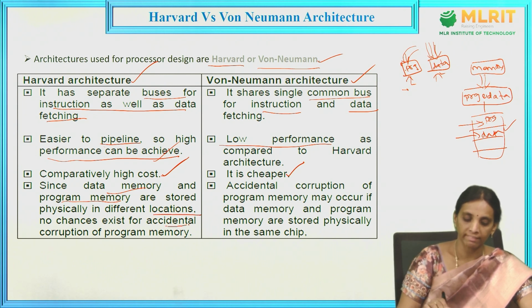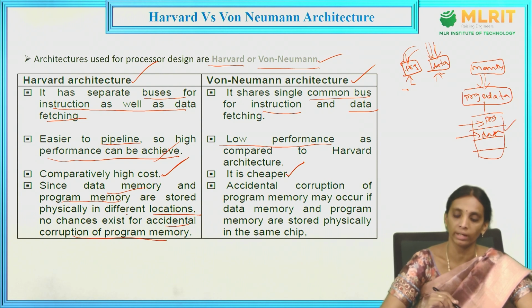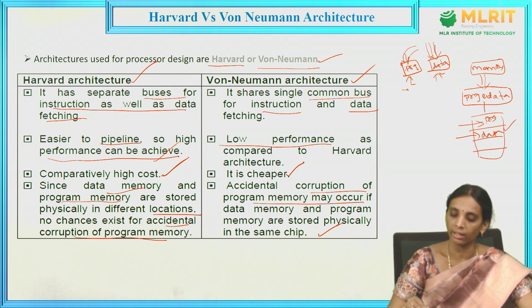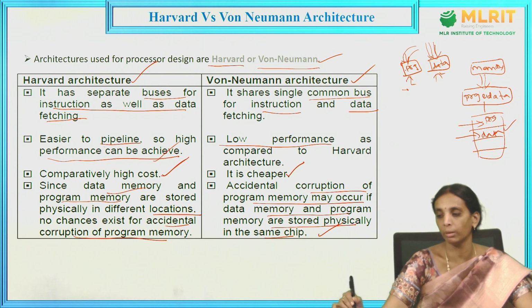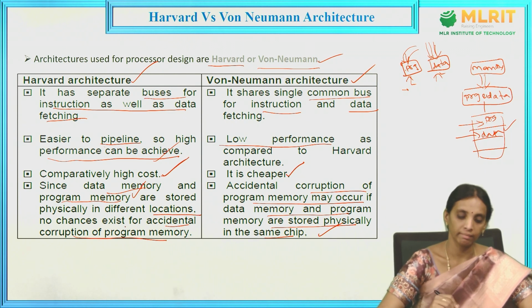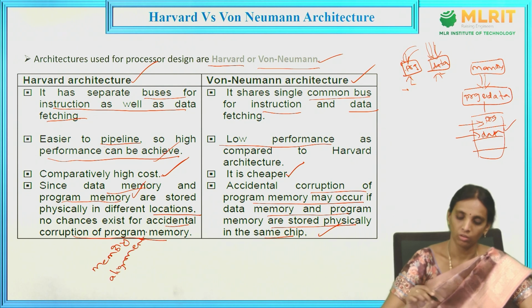In Harvard, since the data memory and program memory are stored physically in different locations, there is no chance for accidental corruption of program memory. So the memory alignment is not required. In von Neumann, the memory alignment will be required. Accidental corruption of program memory may occur if the data memory and program memory are stored physically in the same chip. As we have used the same memory for program and data, overloading of the program with data or overloading of data with program may occur. But in Harvard there is no possibility of that type of problem, and memory alignment is not required as we have separate memories.